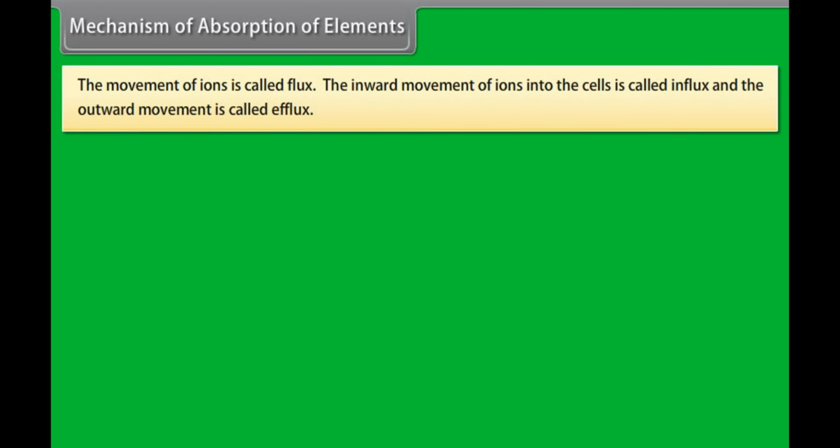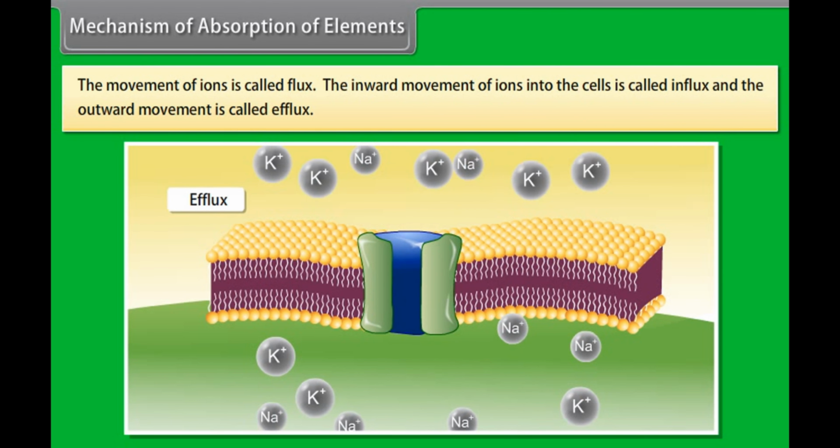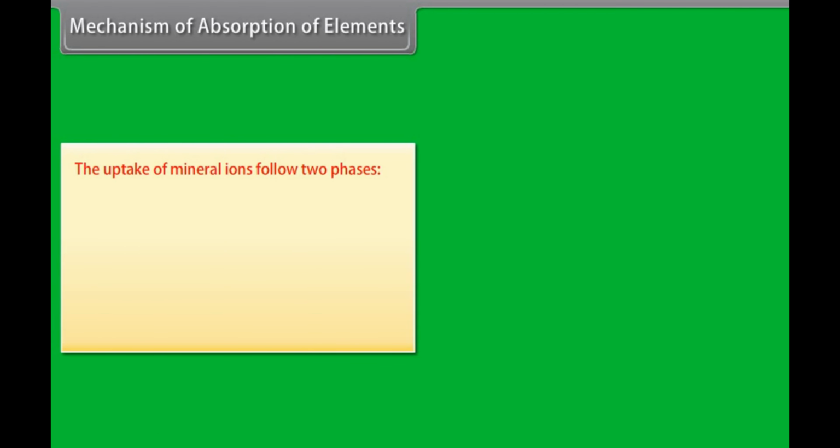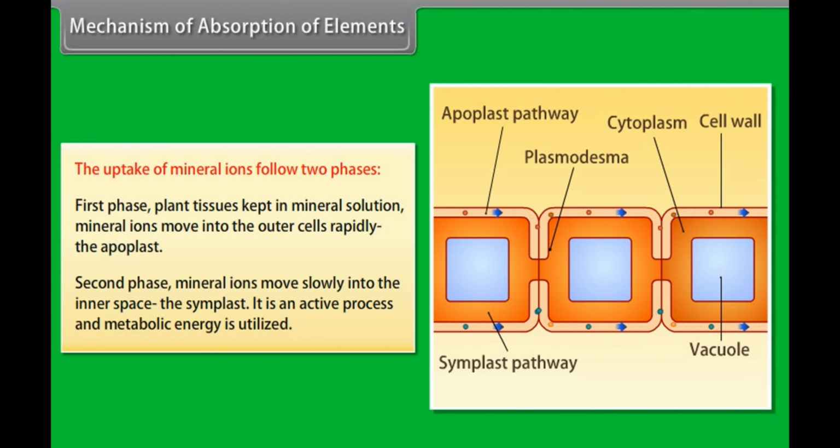Mechanism of absorption of elements. The movement of ions is called flux. The inward movement of ions into the cells is called influx, and the outward movement is called efflux. The uptake of mineral ions follows two phases. First phase: plant tissues kept in mineral solution, mineral ions move into the outer cells rapidly, the apoplast. Second phase: mineral ions move slowly into the inner space, the symplast. It is an active process and metabolic energy is utilized.